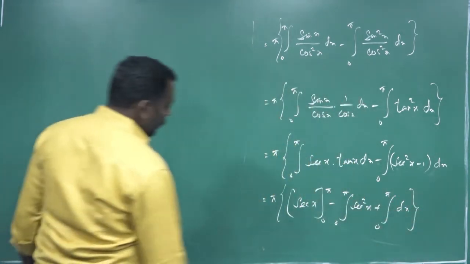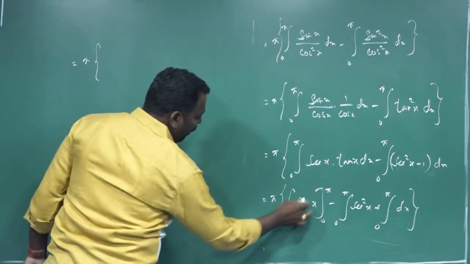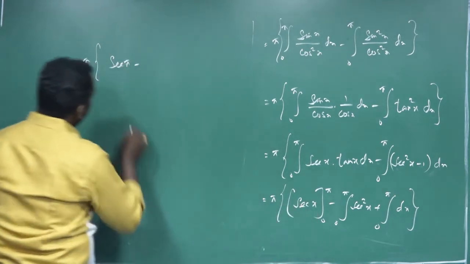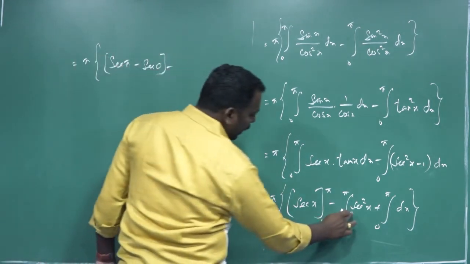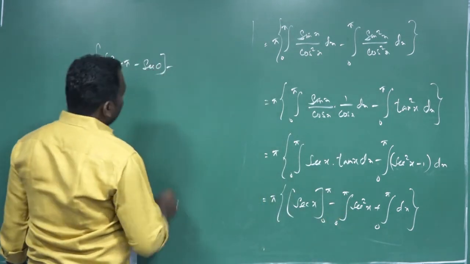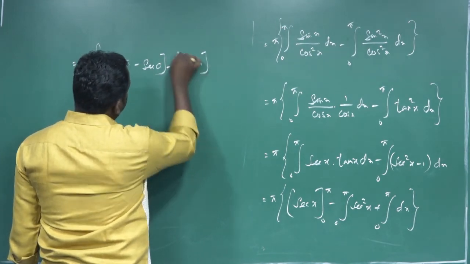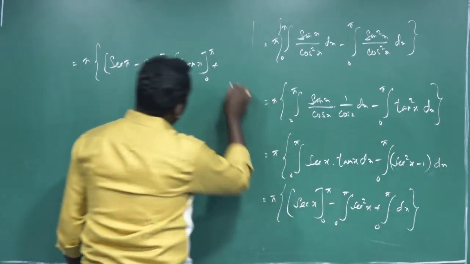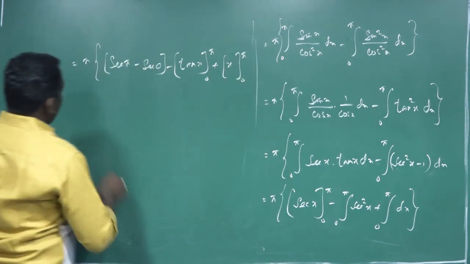Now, within the bracket, coming to the next line, that is equal to pi within the bracket: the upper limit value, secant pi, minus the lower limit, secant 0, first 1, minus the integration of secant square, which equals tan x, with limits 0 and pi. Then plus the integration of dx, which equals x, with limits 0 and pi.